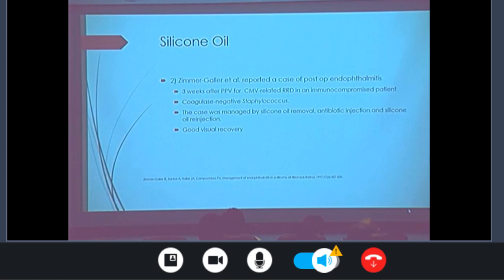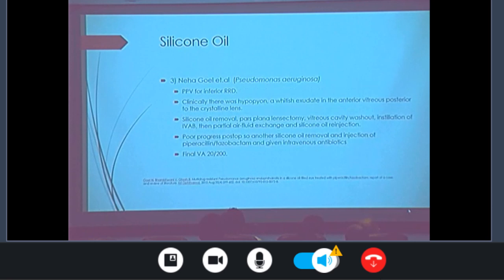Fortunately, this patient had a final visual acuity of 20/100, which is great, considering. And the third case was by Goel and collaborators, and their case was also positive for Pseudomonas on culture. This patient had undergone pars plana vitrectomy for an inferior retinal detachment. Clinically, it was much more aggressive.